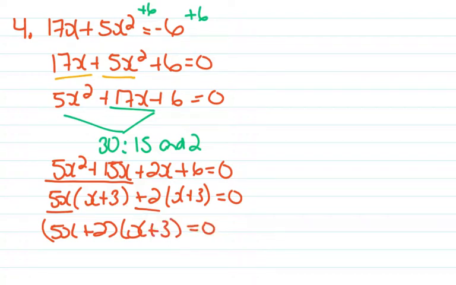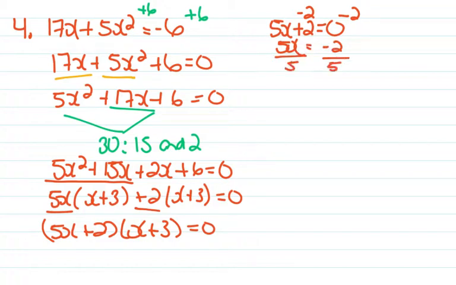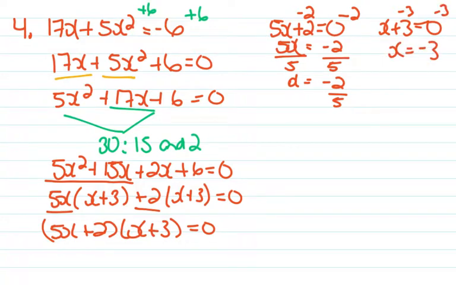In order to find the solutions, I'll set each bracket equal to 0. 5x plus 2 equals 0. Subtract 2 from both sides. 5x equals negative 2. Divide both sides by 5. X equals negative 2 over 5. And x plus 3 equals 0. Subtract 3 from both sides. X equals negative 3.